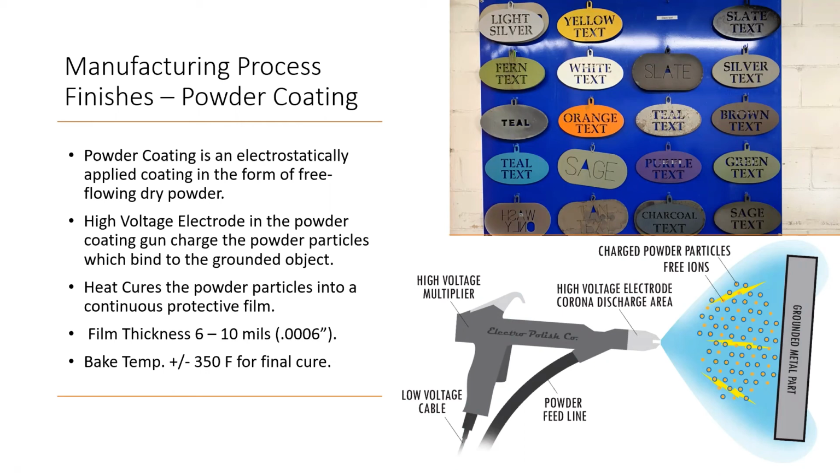It's one of the disadvantages of powder coating that it is so thin. As long as the powder is intact, it's great, but it is easily compromised due to nicking and whatever the case is. Bake temperature is plus or minus 350 degrees for that final cure.